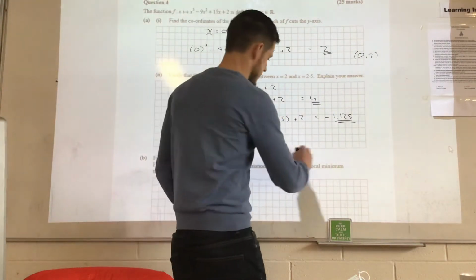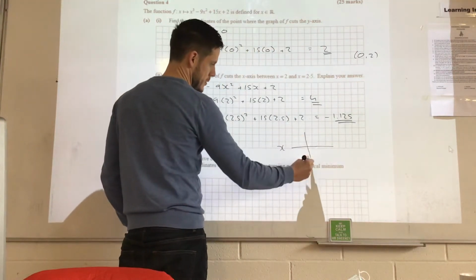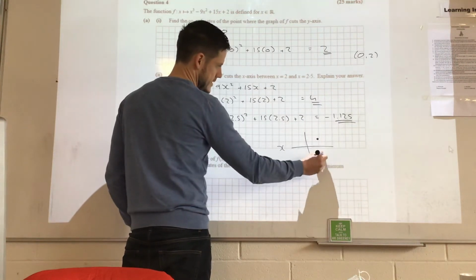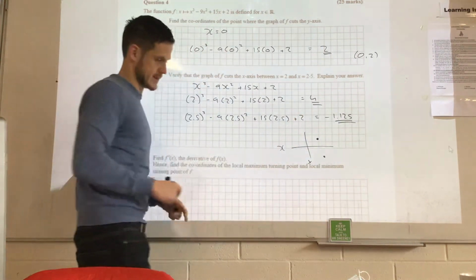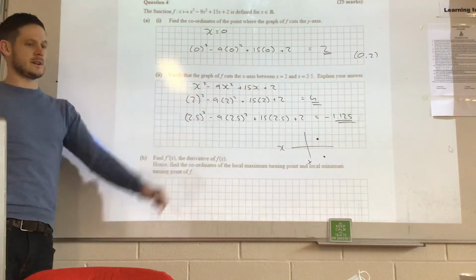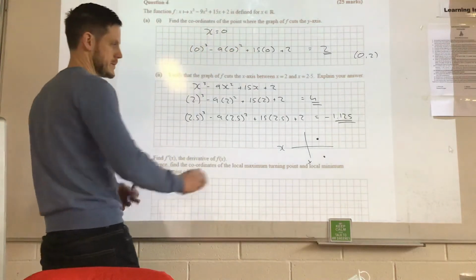So if you were to graph it, this is my x-axis here, my y-axis here. This number will be on this side because it's positive, this number over here on this side because it's negative, so it has to cross the axis. But we're not too worried about that, we're just worried about subbing it in to verify. So verify always means sub it in.